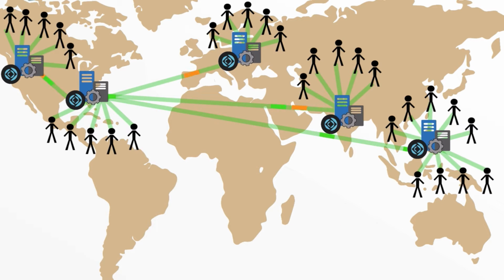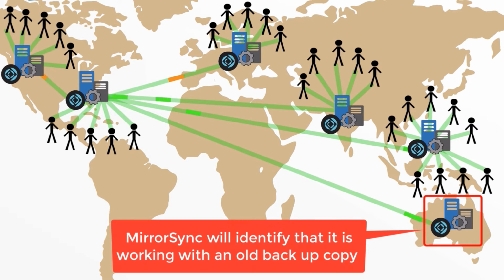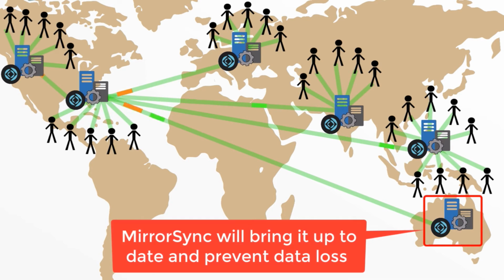Meanwhile, IT support can be summoned, and that team can restart the server and restore that database from a backup. Of course, one of the amazing things about MirSync is that it sees that it is working with a backup copy in Australia, and that backup copy is minutes old or hours old, and it knows it's out of date. So the first thing that MirSync will do is bring it up to date. So no data loss occurs by the outage in Australia.